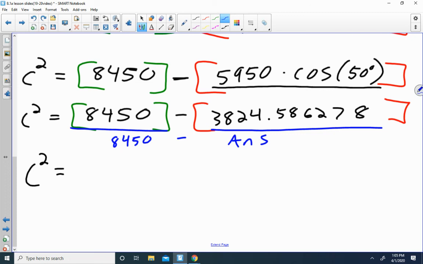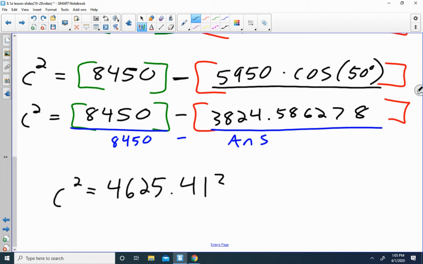8450 minus previous answer. That's going to give you this. Let me write that a little bit lower. C squared equals 4625.41372. Great.